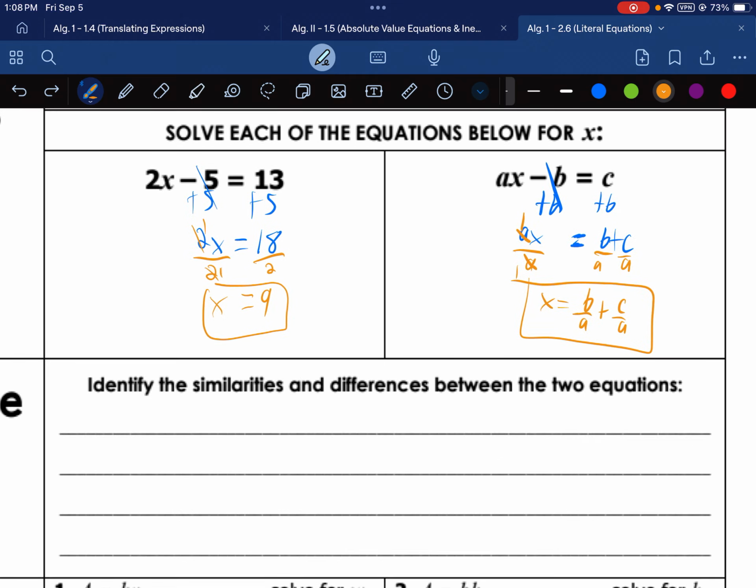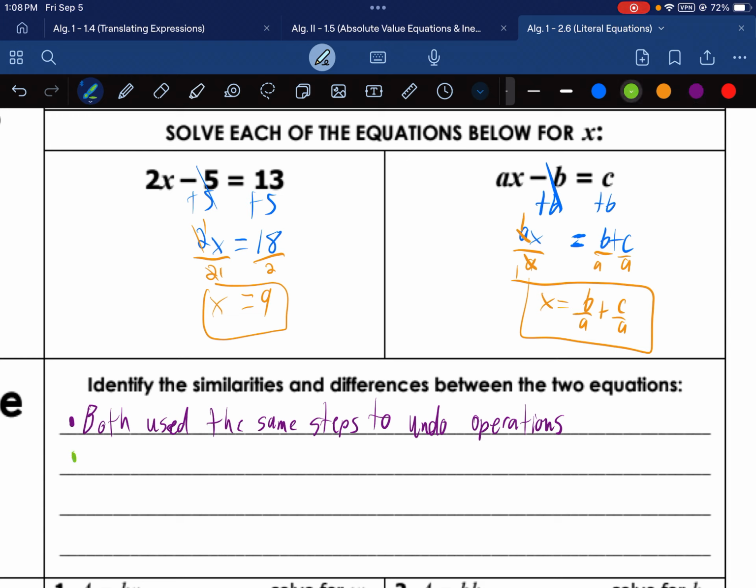So identify similarities and differences between the two equations. So one similarity would be that both used the same steps to undo operations. Both of them went in the same order, where we undid the subtraction first by adding, and then both undid the division or the multiplication by dividing. So that was all the same.